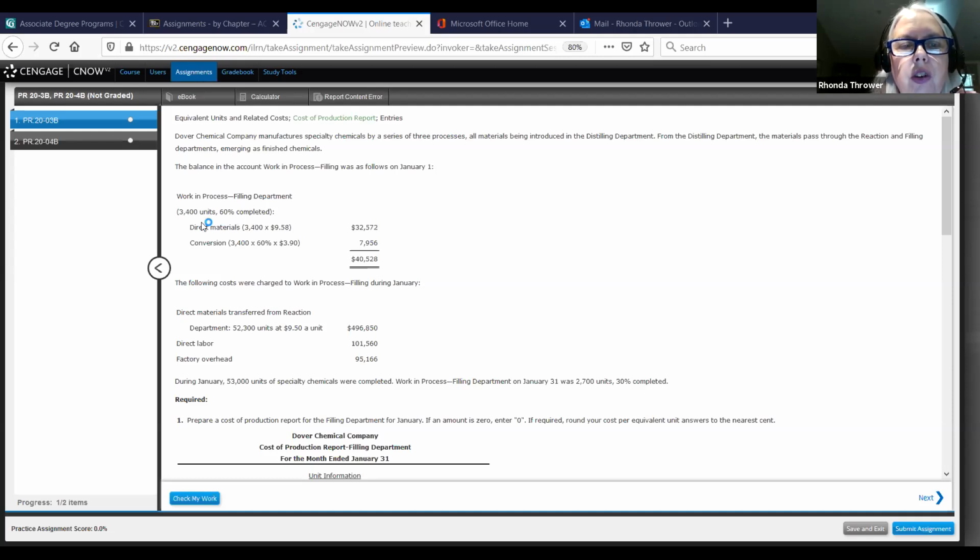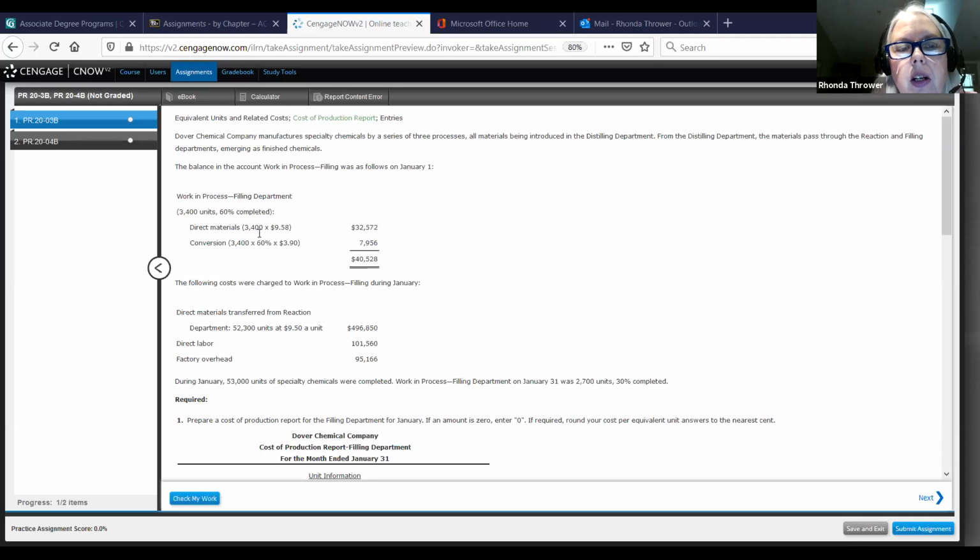What they're telling you here is that of the 3,400 units, 60% of those are completed with respect to conversion. Do you notice down here they've broken down the total balance in the beginning inventory by what was materials and by what is conversion. And because the materials are added at the beginning of the process, all of these materials have already been added to the 3,400 units that came from last month's ending inventory.